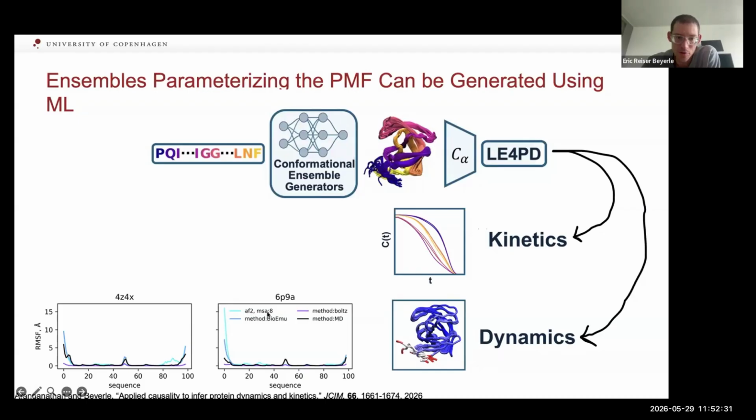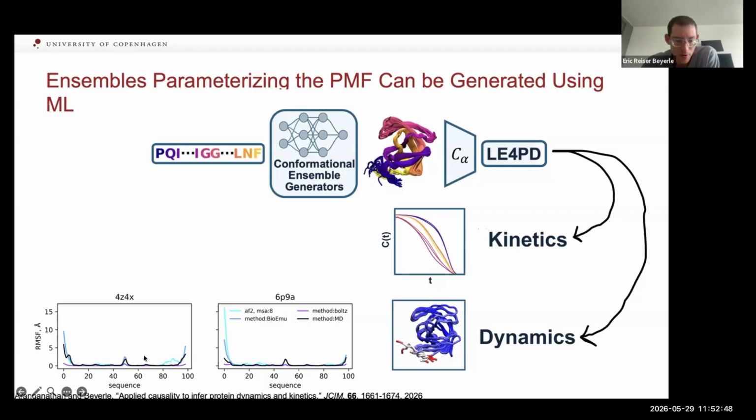So if we're using AlphaFold 2 with this MSA depth of 8, which is a fairly low MSA depth, it's the lowest one we tested. If we use BioEmu, or if we use Boltz, which is another diffusion model for generating protein ensembles. And then black is our benchmark 1 microsecond MD.